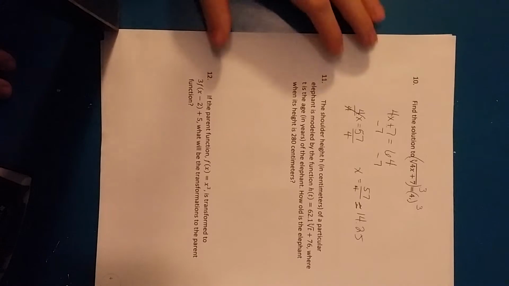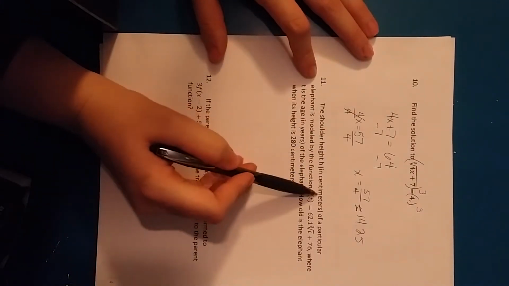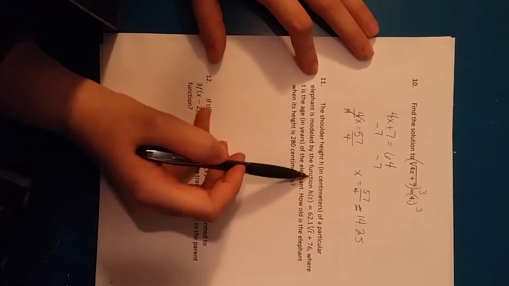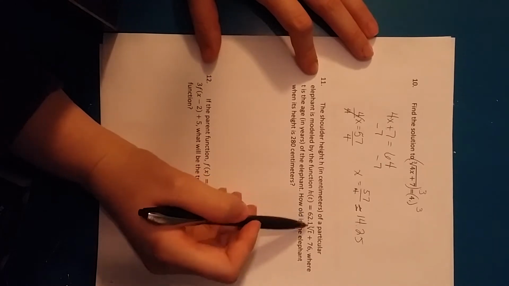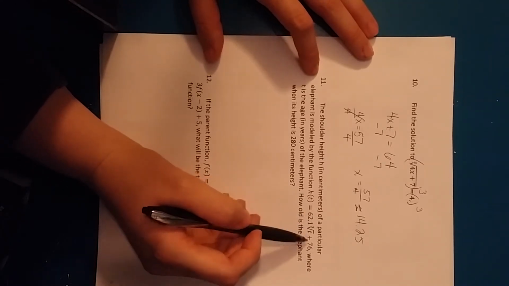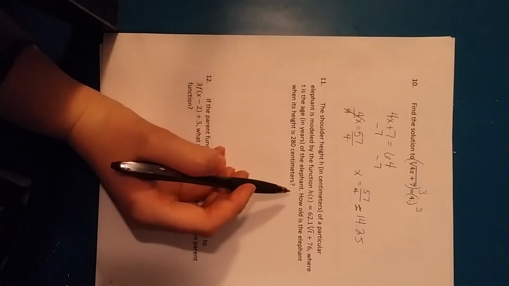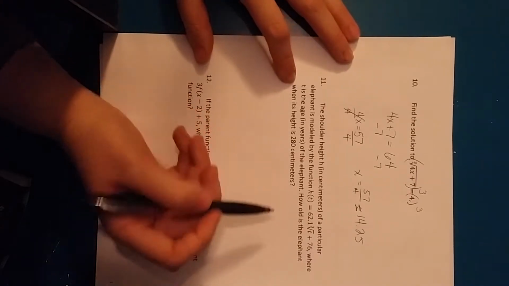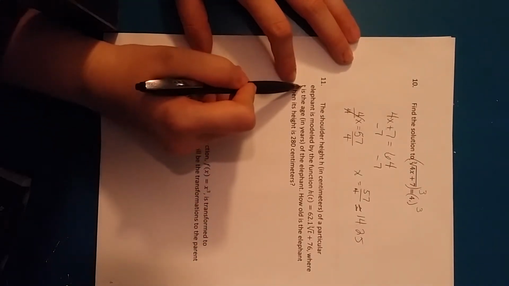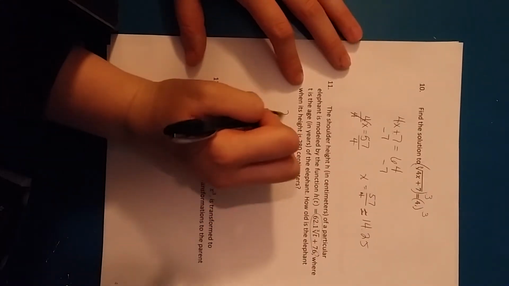Now I have a sort of real life question about cube roots. It's saying the shoulder height in centimeters of a particular elephant is modeled by the function h of t, is equal to 62.1 times the cube root of t plus 76, where t is in years of the elephant. It's asking how old is the elephant when the height is 280 centimeters. So I'm given height, and I'm asked for t, so I'm going to set this equation equal to 280.